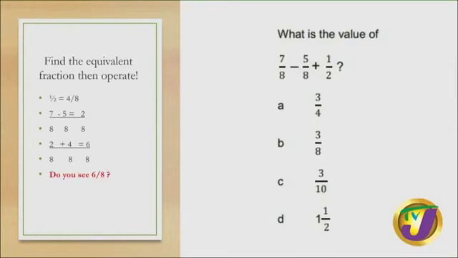Yes, 6/8 can be simplified by finding a common factor for both 6 and 8. And the common factor today is 2. 2 divided into 6 gives me 3. 2 divided into 8 gives me 4. So 6/8 is equivalent to 3/4, and your answer is there as option A.